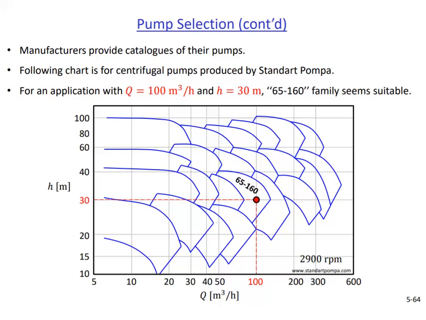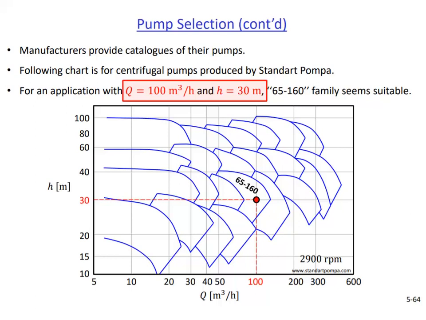One thing you need to be careful about is that this plot is provided at a certain speed. It says 2900 RPM at its bottom right corner. The manufacturer may provide similar plots for other speeds. Let's say that in our application the desired flow rate is 100 cubic meters per hour and the desired head is 30 meters. And let's say that we have a suitable electric motor to run the pump at 2900 RPM.